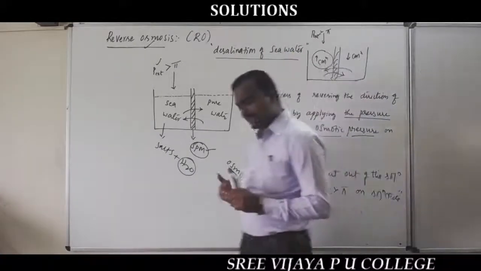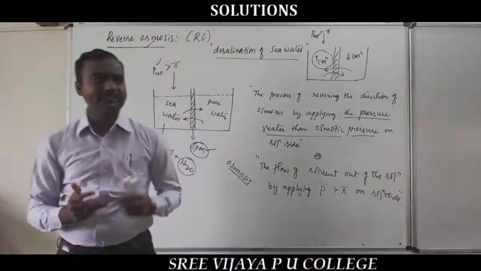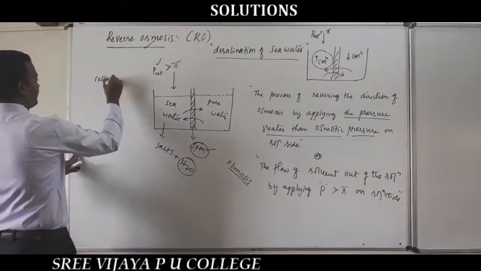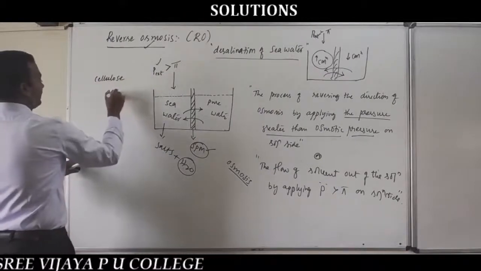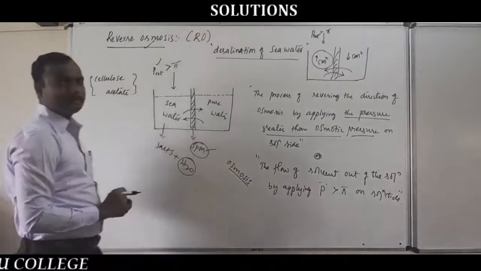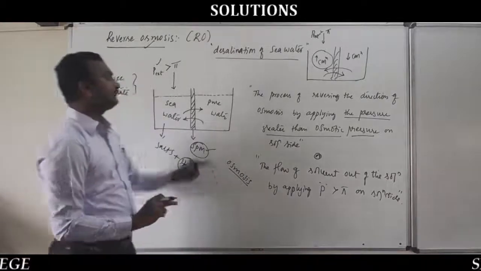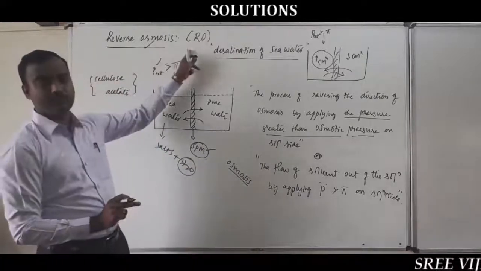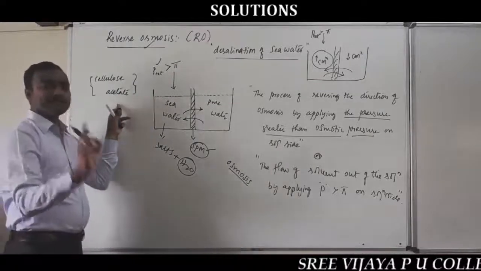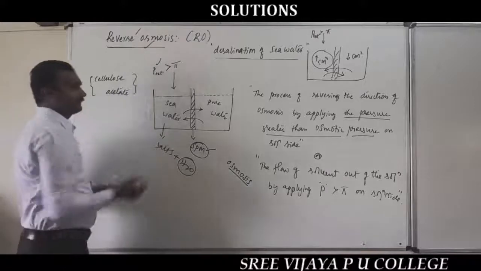And what type of semi-permeable membrane is used in reverse osmosis? That is cellulose acetate. Cellulose acetate is one of the best examples of a semi-permeable membrane that is especially used in reverse osmosis. So cellulose acetate is the semi-permeable membrane used in the process of reverse osmosis.